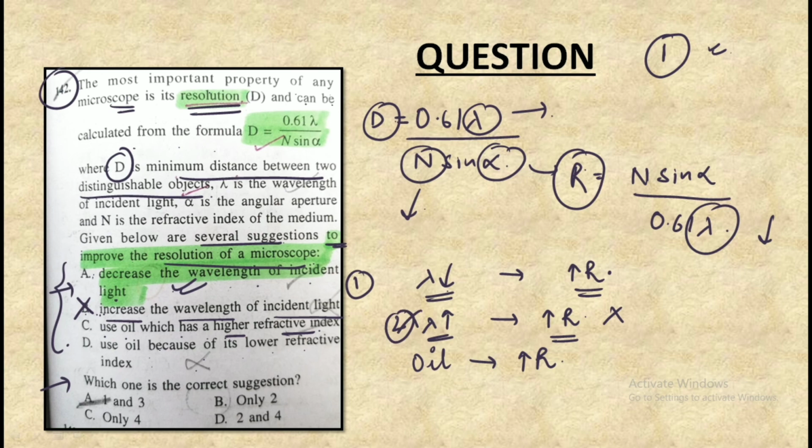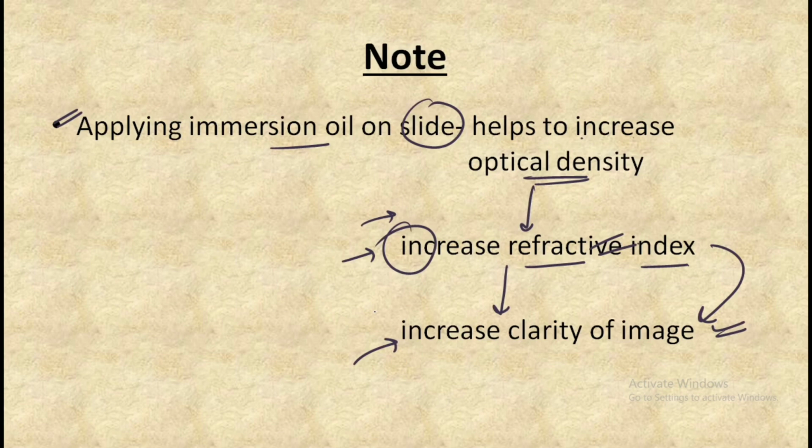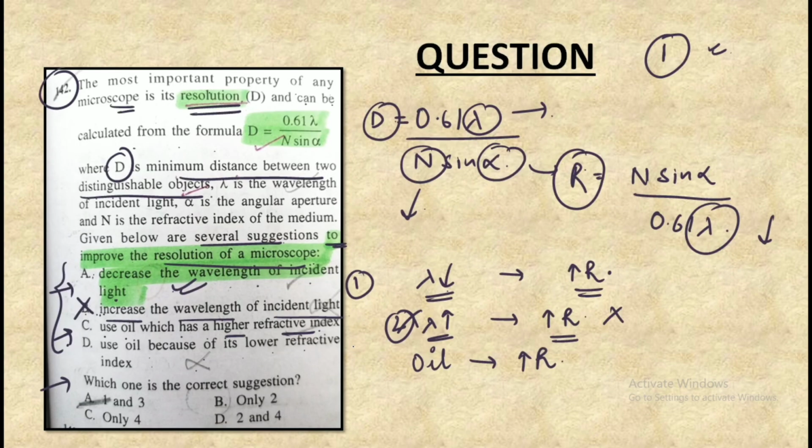Talking about the third option, it says to use oil which has a higher refractive index, and it is a correct statement. Why? We have just studied that using immersion oil helps to increase the refractive index, and it helps to increase the resolution or the clarity of the image. So it is correct by the facts that we have studied. So the third option is also correct. We could say A is correct and C is correct.